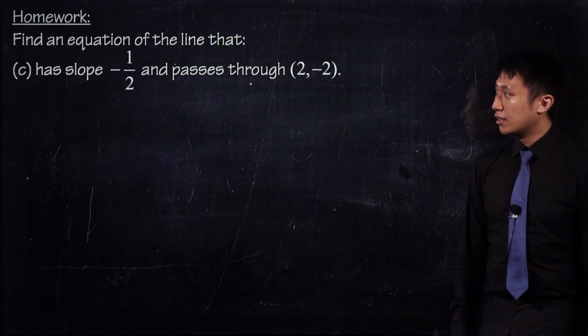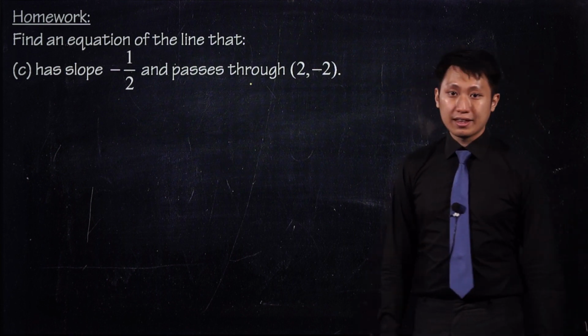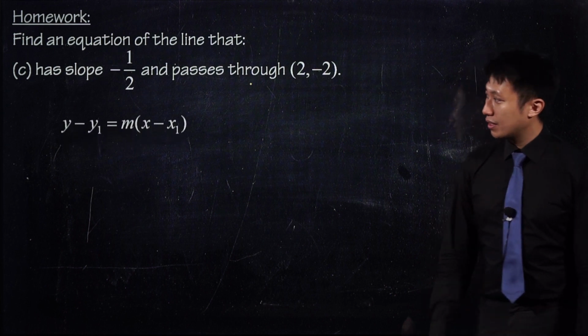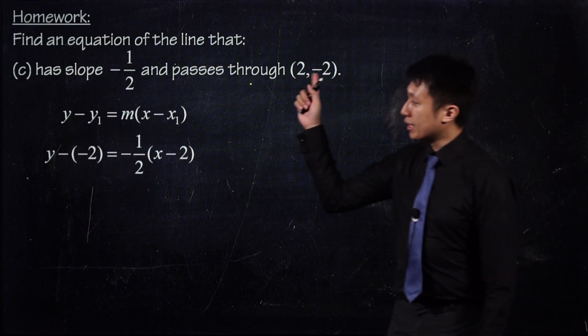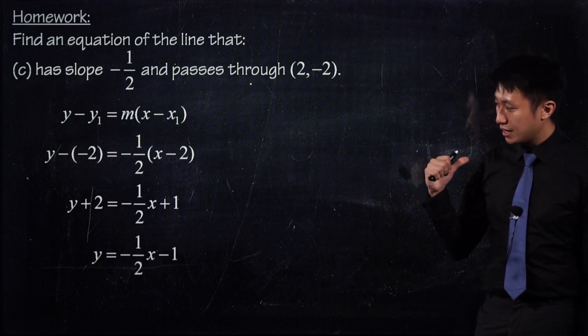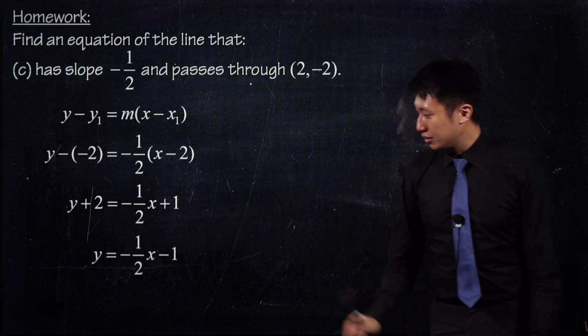Okay, last one. Find an equation of a line that has slope this one and passes through this point. Very simple. So you get this one, put it in, and you get an answer. Add it to the other side, or I mean minus 2, so you get this answer.